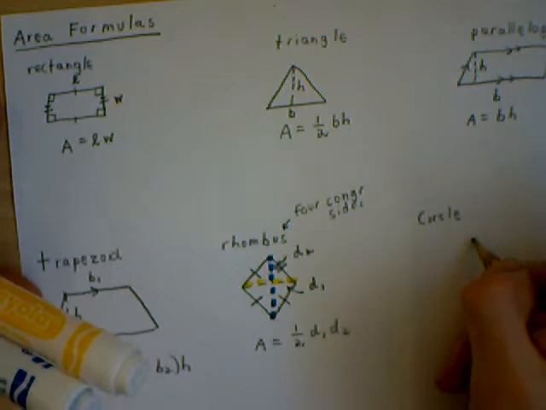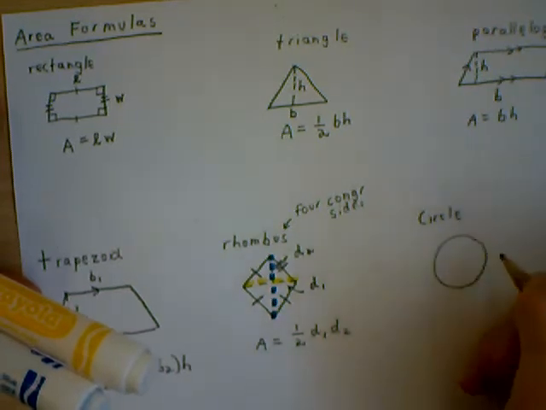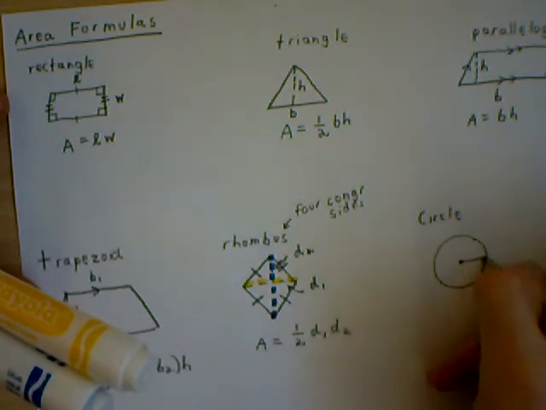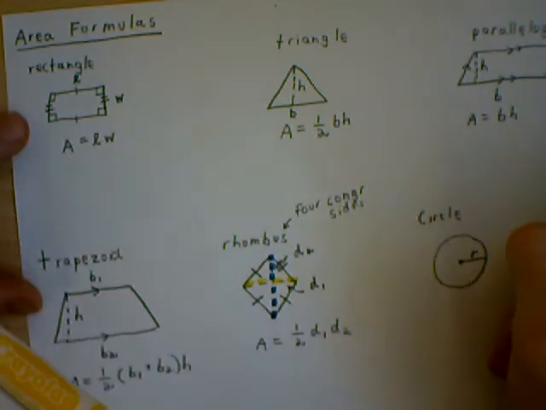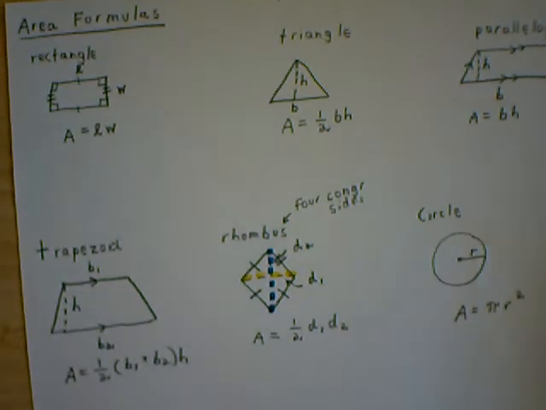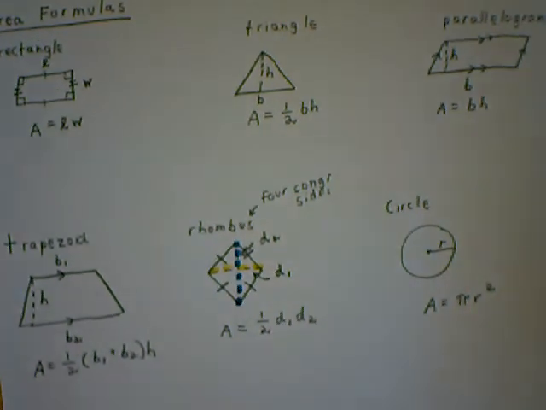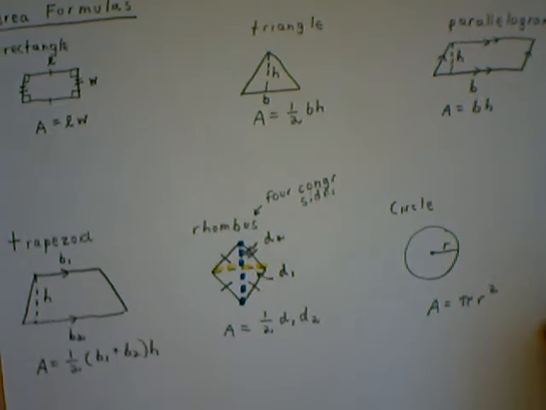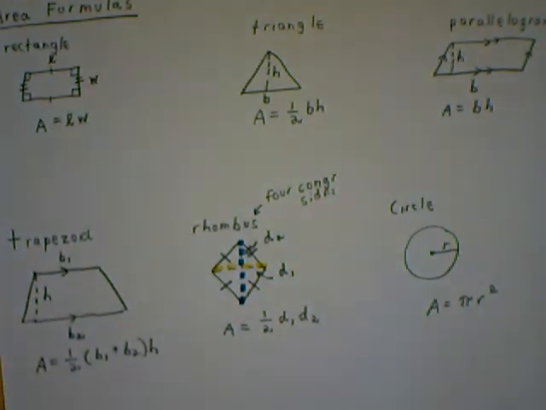And then last, we have a circle. The area will equal pi r squared. Now, I do expect you to have all of these formulas memorized. You'll see them again and again and again, and you should have all of these memorized.